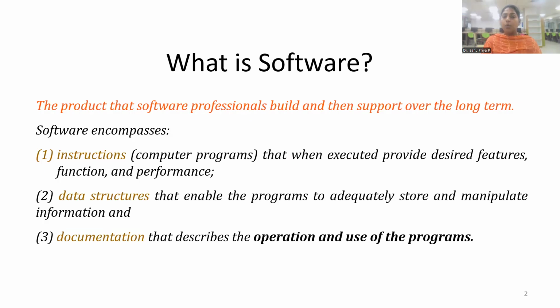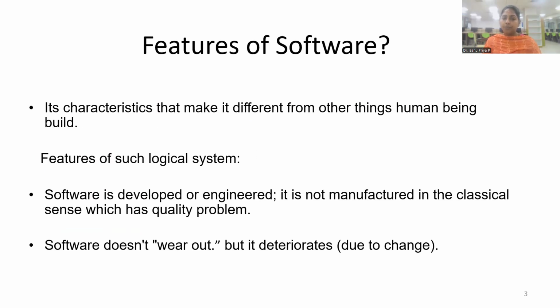Now, let us see what are the features of the software. The features of the software are different from the features of human beings. Yes, software should be a well developed or engineered one. It is not just manufactured in the classical sense, it has to be of better quality. If it does not have proper quality, then it slowly deteriorates due to change. It doesn't mean it is completely worn out, but it starts deteriorating because of several changes.